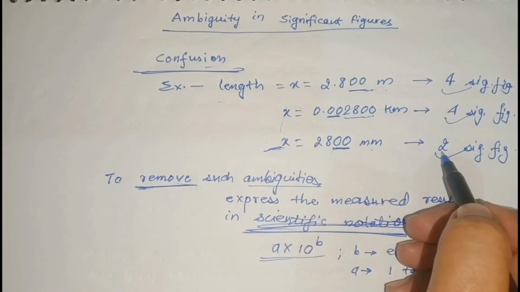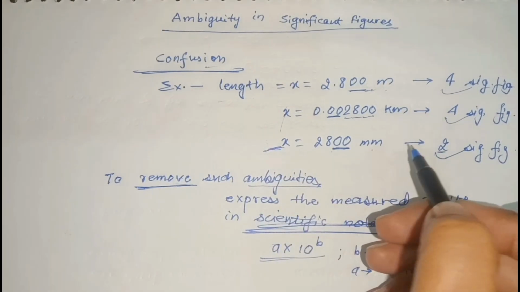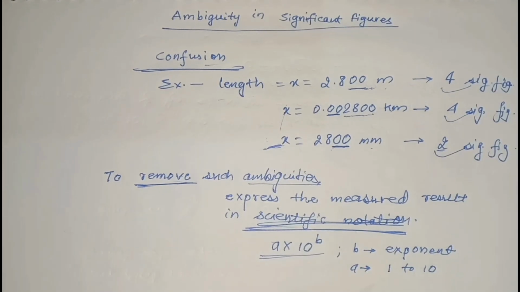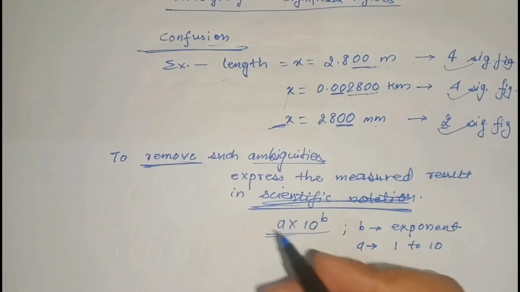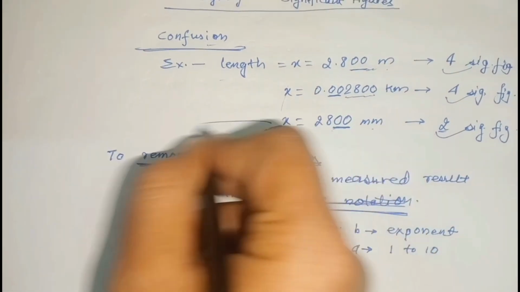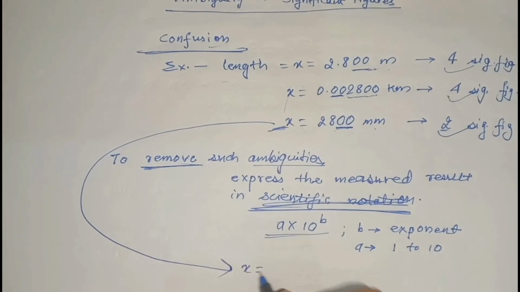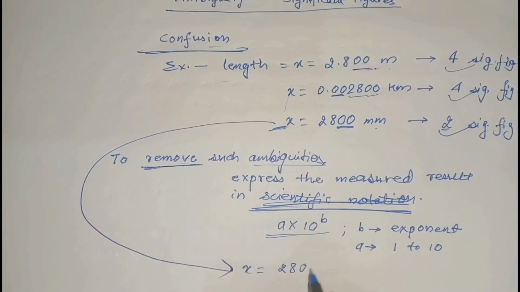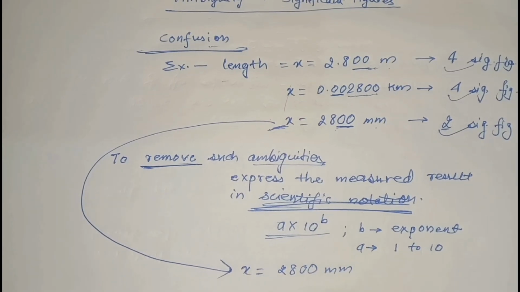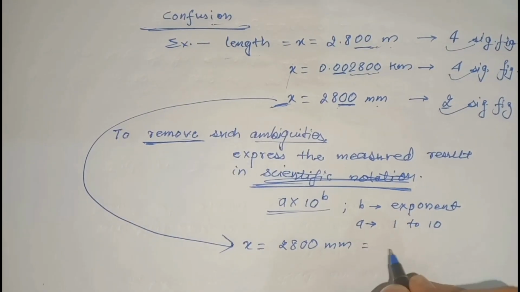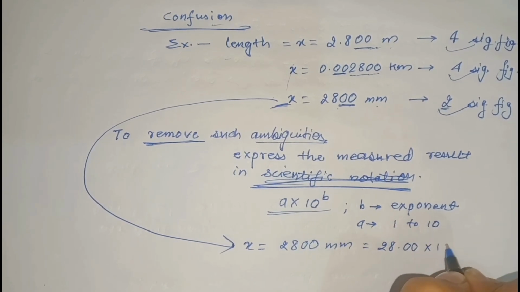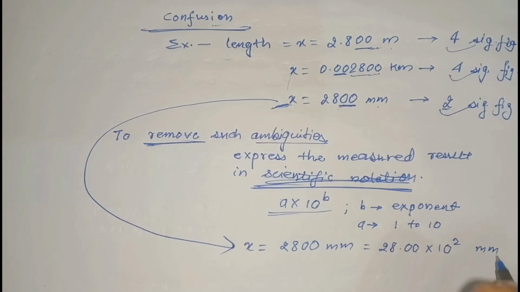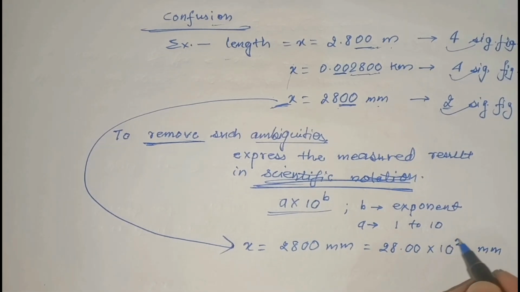Here it should have four significant figures. And then how to overcome this? Let's see. The result was x equals 2800 mm. 2800 mm can also be written as 28.00 times 10 to the power 2 mm. Here we see this part is irrelevant in the case of significant figures.